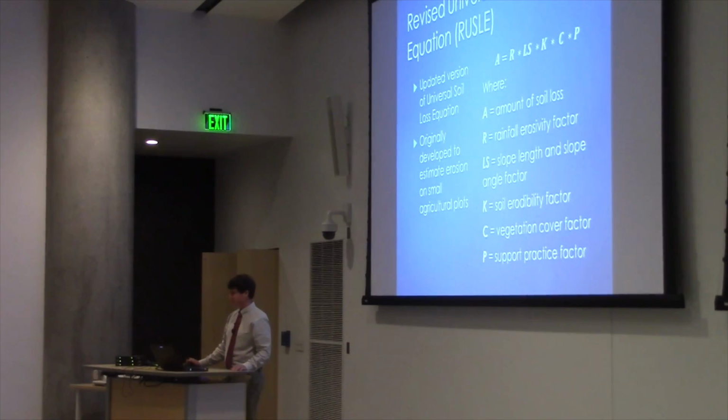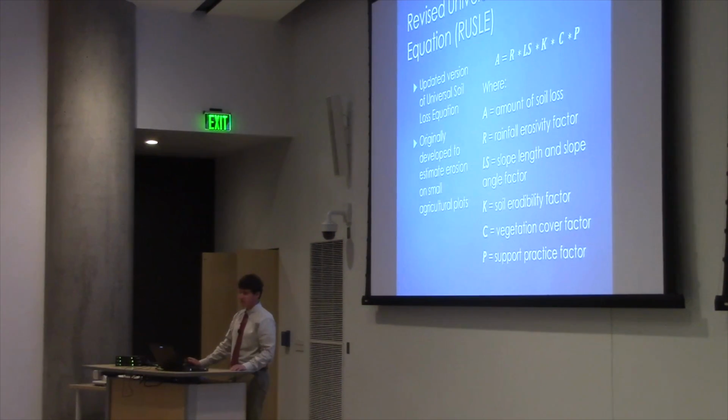The revised universal soil loss equation is an updated version of the universal soil loss equation, which was originally developed to estimate erosion on small agricultural plots. It is defined by the equation on the right, which takes into account 5 soil loss factors, which include rainfall, slope length and slope angle, soil erodibility, vegetation cover, and support practices. These 5 factors are multiplied together to get A, which is the total amount of soil erosion measured in tons per acre per year.